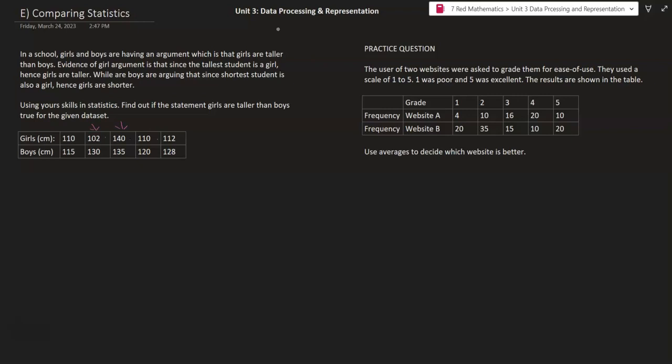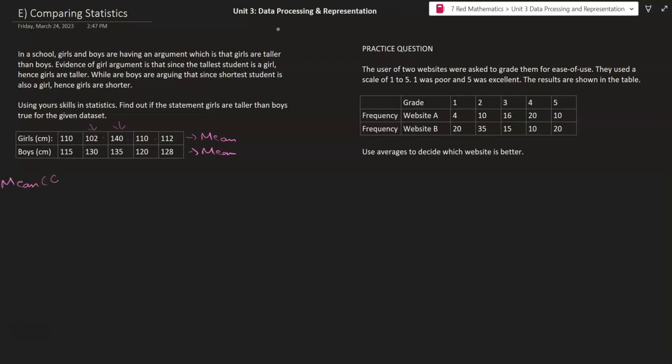So what we basically do is we will calculate the mean of the girls and then we will calculate the mean of the boys as well, and then we will compare both of these. So let's find the mean of the girls. So mean of girls is basically, we have to add all the values. So we add all of the values of all data points and we divide by the number of data points. So we have 110 plus 102 plus 140 plus 110 plus 112 divided by 5. And so once we calculate it, we get 114.8. And so this is the mean of the girls.